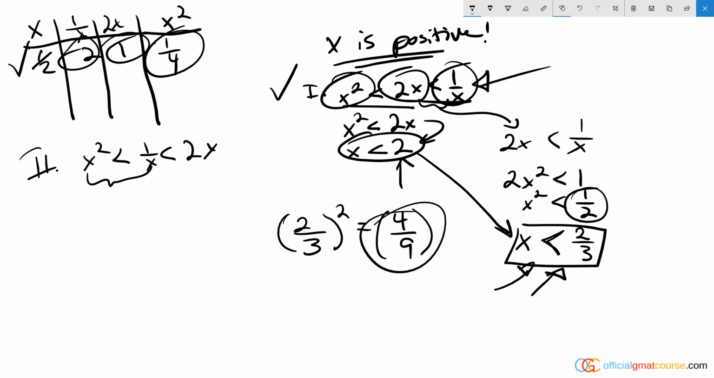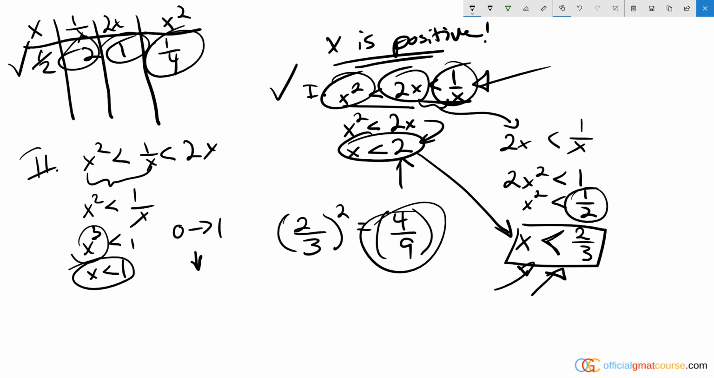Looking at this first part, x squared is less than 1 over x when 1 is greater than x cubed, which means basically x is less than 1. Because when x cubed equals 1, x would be equal to 1. Anything between 0 and 1, when you cube it, is going to get smaller, and so it'll become less than 1. Anything greater than 1, when you cube it, will get larger, and so it'll be greater than 1. So this is essentially telling me that x is less than 1.